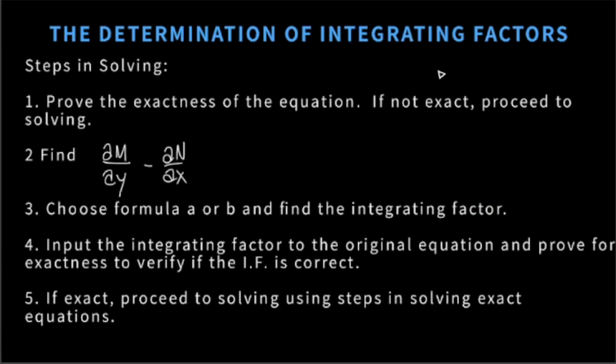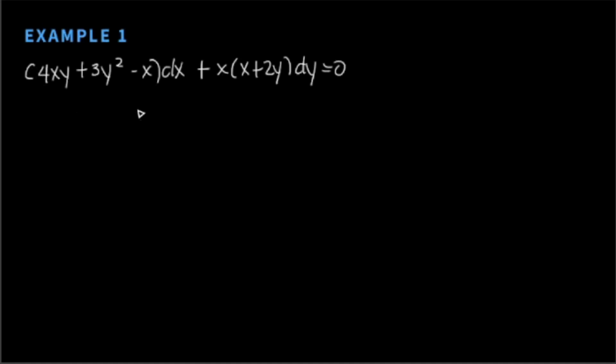Siya yung ginagamit kapag if ever yung isang equation is not exact and kailangan natin ng integrating factors. Multiply natin siya sa original equation natin, then magiging siyang exact, then we can solve it using the steps sa pag-solve ng exact equation. So, hindi ko na ito masyadong i-explain itong step by step, isa-isa. Start tayo sa example 1 and follow through natin itong mga steps na to.